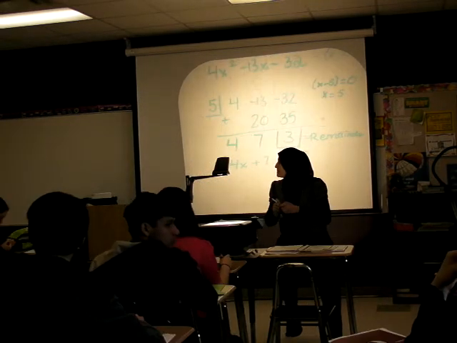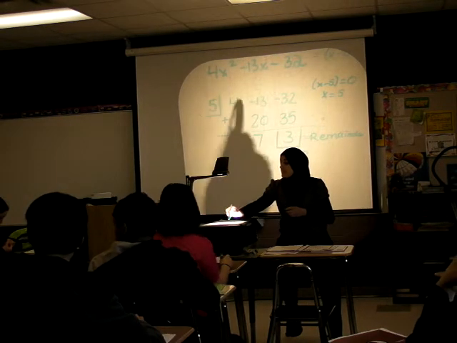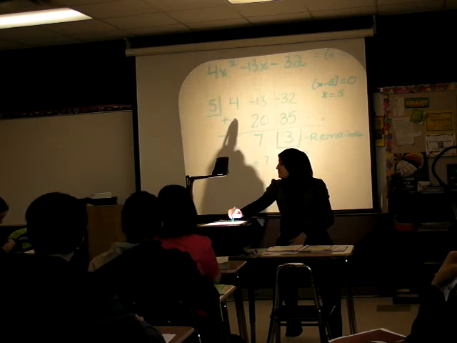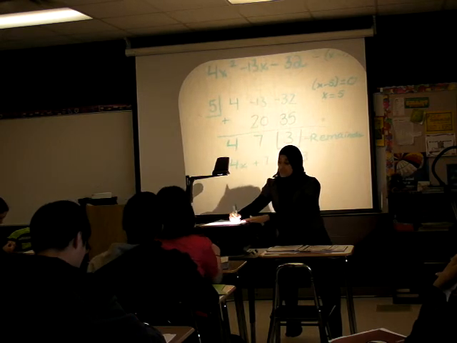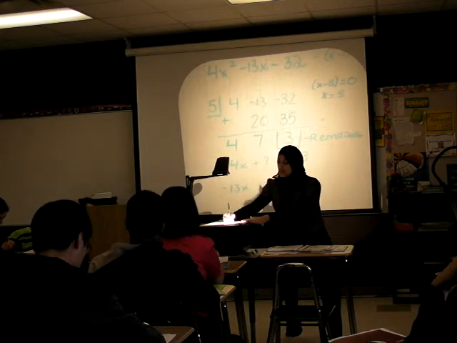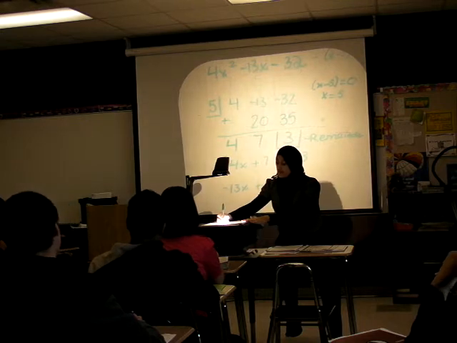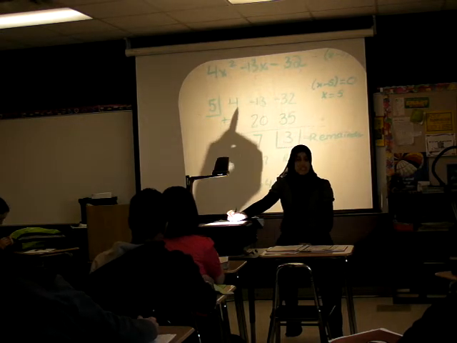So the coefficient with the highest exponent is 4. Every time you do a problem like it, it's always going to be the coefficient of the highest degree. So first thing you should do is, guys, if you see a problem like this, negative 13x plus 4x squared minus 32, don't just put the 13 here as your coefficient.